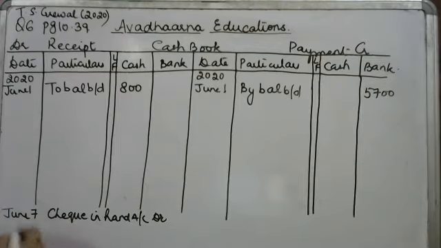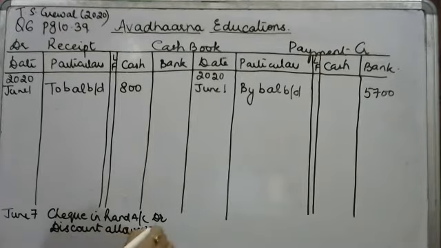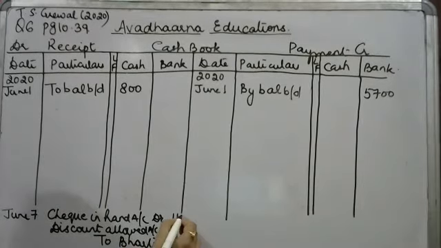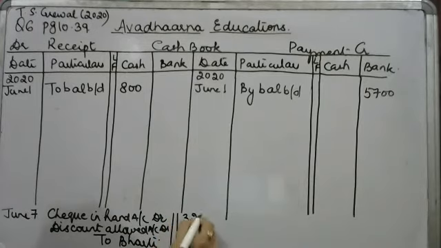फाइन, डिस्काउंट अलाउड है, डिस्काउंट अलाउड विल आल्सो बी डेबिटेड. डिस्काउंट अलाउड अकाउंट debited to Bharti, and we pass the entry. It is received a check from Bharti. The amount is 3250. Discount allowed is 150. So Bharti's account will be credited by the sum total of this, which is 3,400.